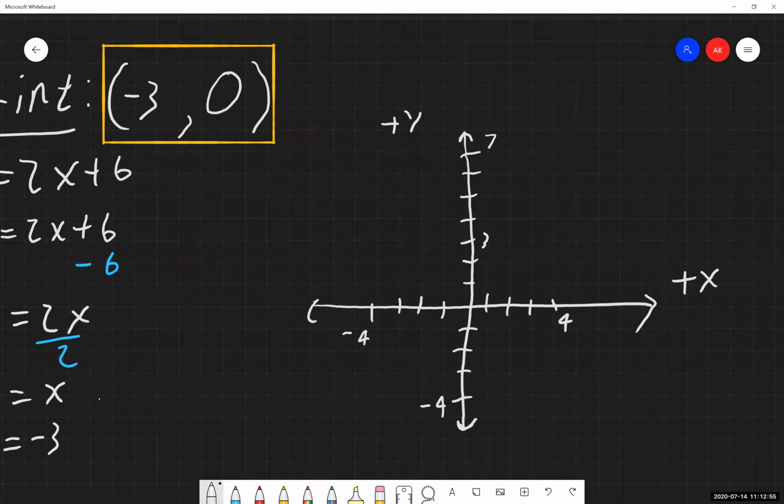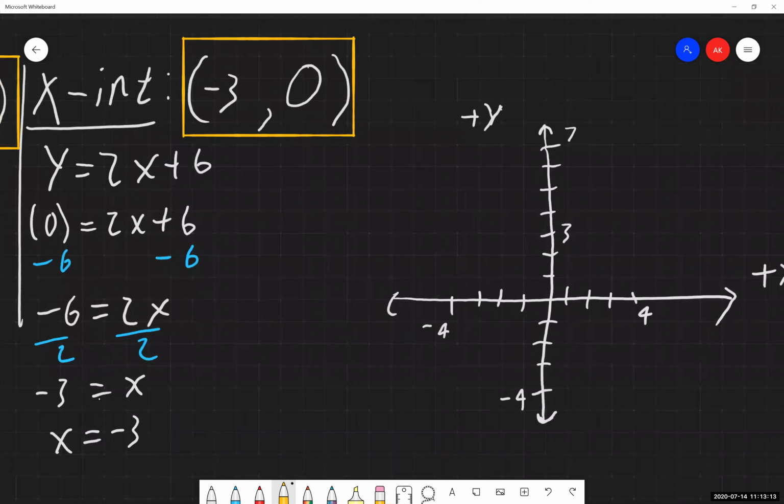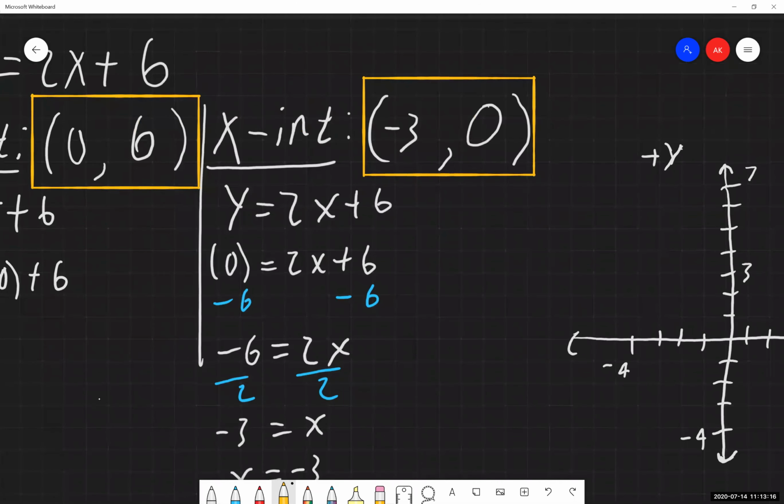So again, I have my axes set up. They are labeled. The positive and negative directions are labeled. And the scaling is clearly defined. So those are the minimum requirements that we need for setting up and creating a graph. Now, we have our 2 points. We have -3, 0, and we have 0, 6.